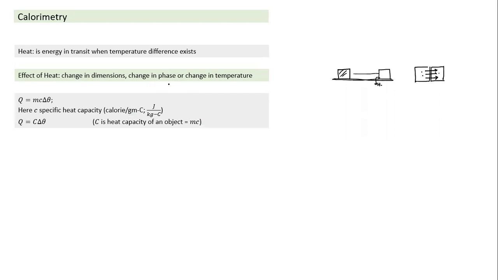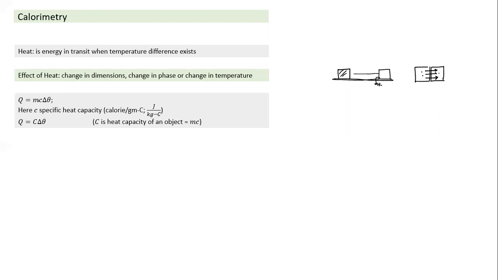Whenever heat is given, heat given is related to change in temperature. So what is the relationship? And change in temperature we can relate in three different ways. We'll deal with them one by one. Heat given to an object can be related by this equation: Q = mc delta theta. And this itself gives you the value of c. What is c here? c is specific heat capacity.